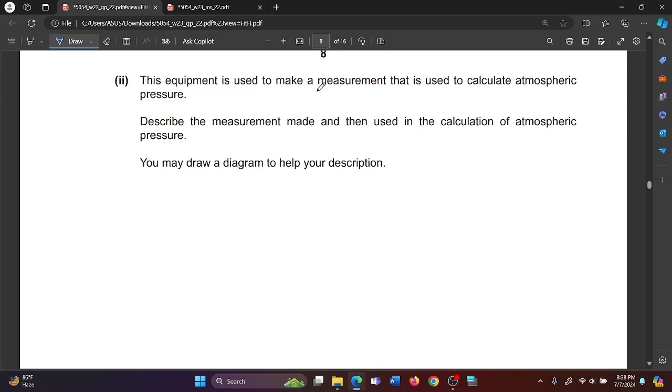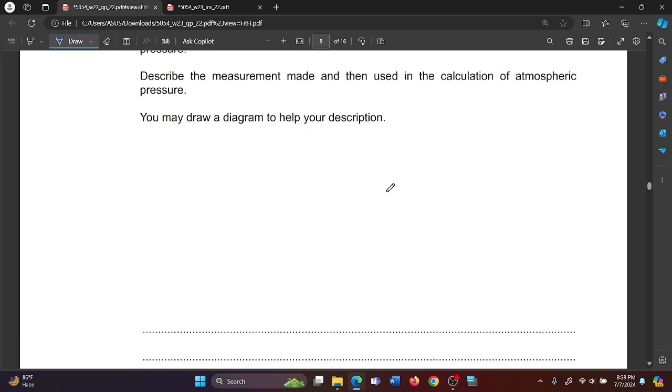This equipment is used to make a measurement that is used to calculate atmospheric pressure. Describe the measurement made and then used in the calculation of atmospheric pressure. You may draw a diagram to help. Okay. First, let's draw a diagram to explain. Let's say this is the container. This is the level of the liquid in the container. This is the tube. This is the level of the liquid inside the tube.